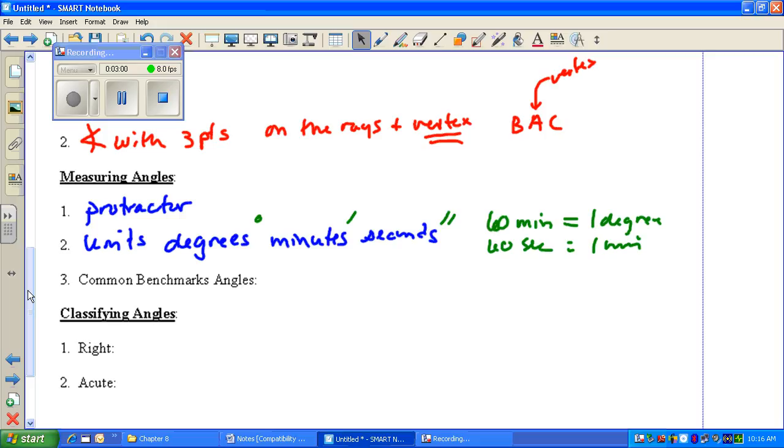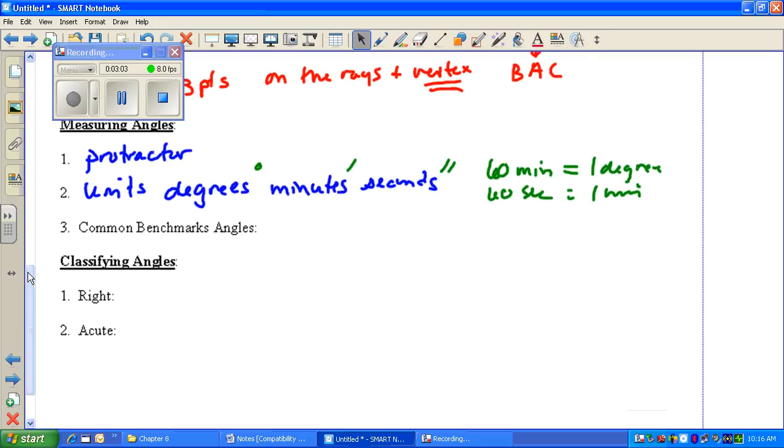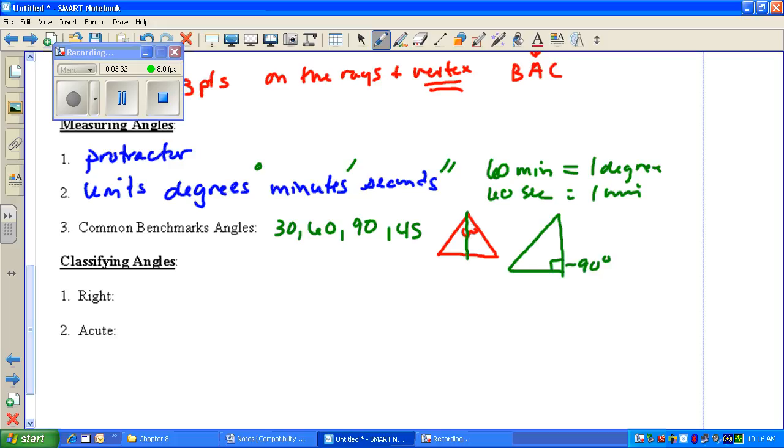We have some common benchmark angles. And these benchmark angles come from what we call special triangles. Our benchmark angles are 30, 60, 90, and 45. Now, why would these be benchmark angles? Well, if I have an equilateral triangle, which we'll learn in section 8.2, every angle is 60. But if I bisect that angle, I now have this right triangle, which we talked about. That's how I'm going to denote the 90 degrees. I bisected the 60, so it was 30, and then the other angle is 60.